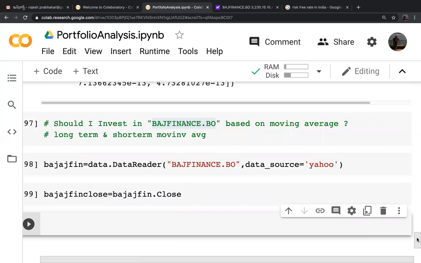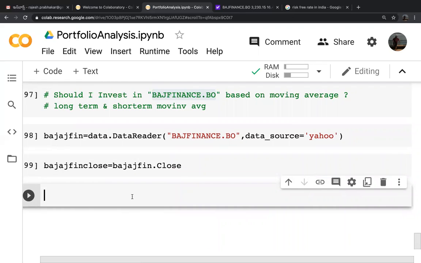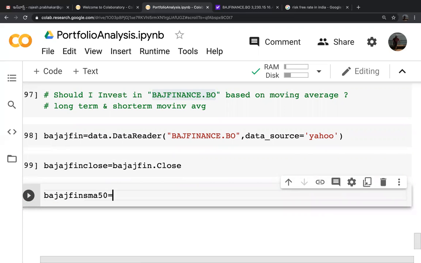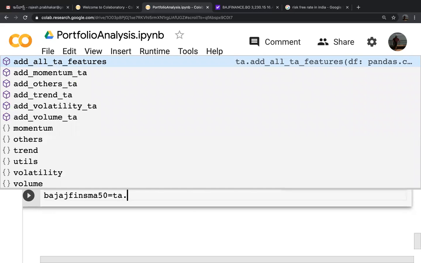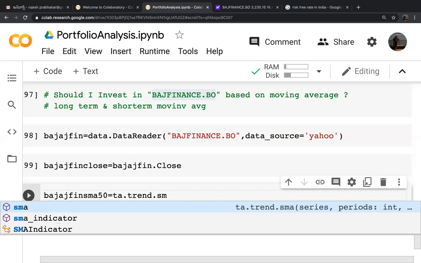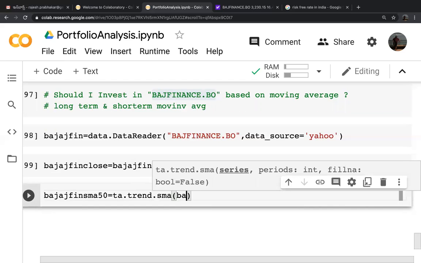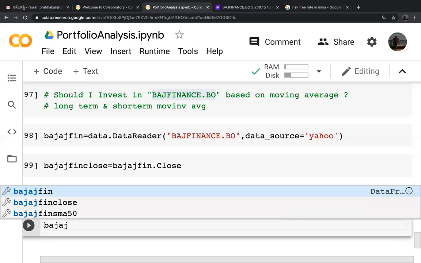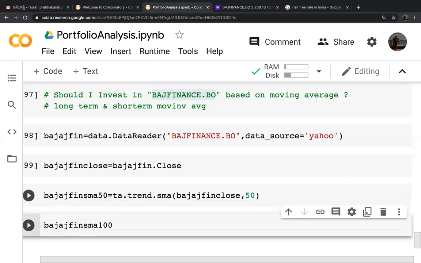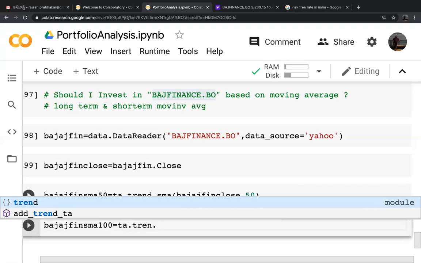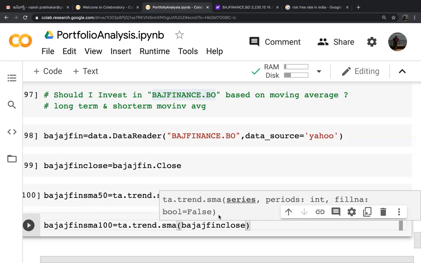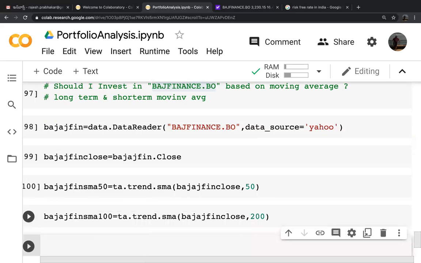We have taken the close price. Then Bajaj Fin SMA 50 is equal to, I'm using a different indicator today, ta.trend.SMA, Bajaj Fin close, comma 50. Similarly, Bajaj Fin SMA 200 is equal to ta.trend.SMA, Bajaj Fin close, comma 200. So we can do the 200-day SMA.